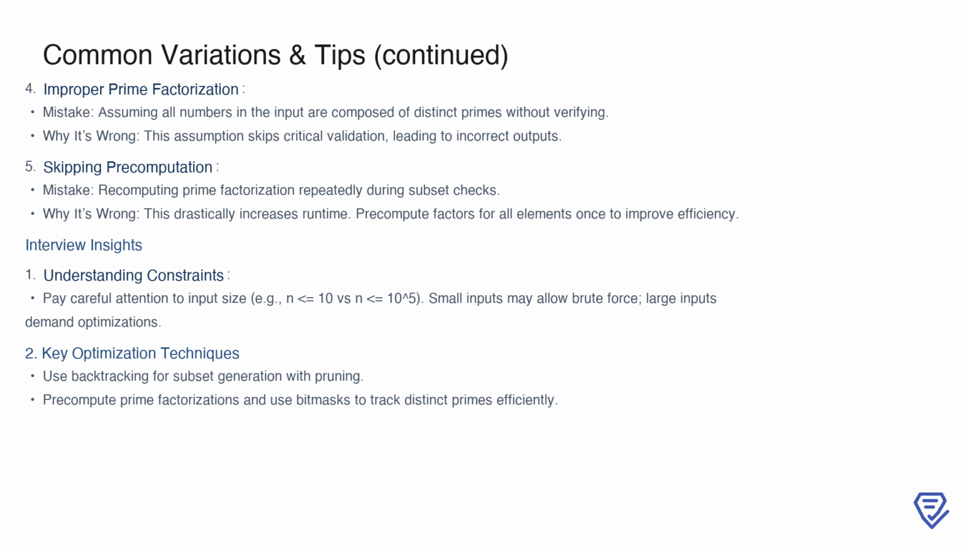Now, in interviews, understanding constraints is key. Pay attention to the size of the input. For example, if n is small, like 10, a brute force approach might be acceptable. However, if n is large, say up to 10 to the power of 5, you'll need optimized techniques. Backtracking with pruning is an excellent choice for subset generation, and pre-computing prime factorizations while using bit masks to track distinct primes can greatly enhance efficiency.